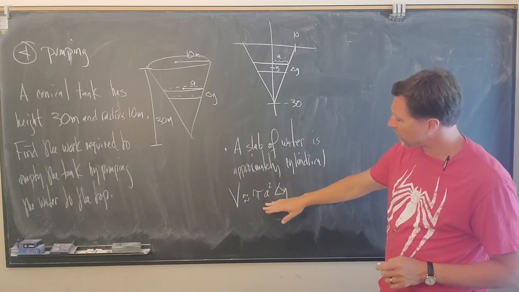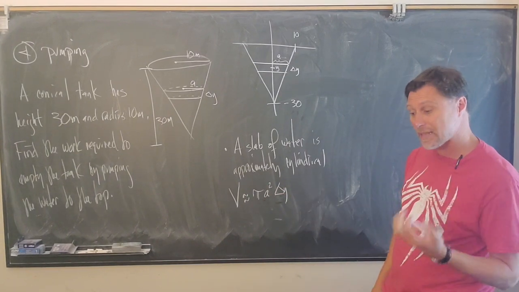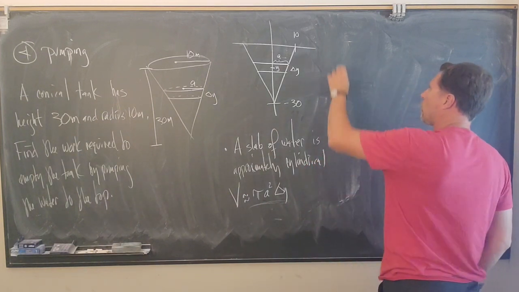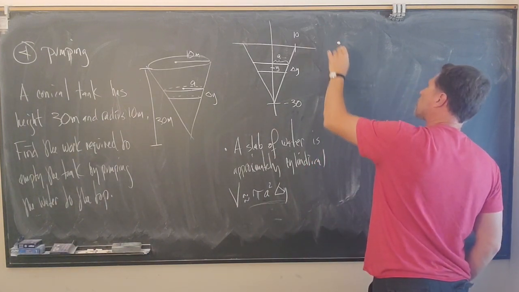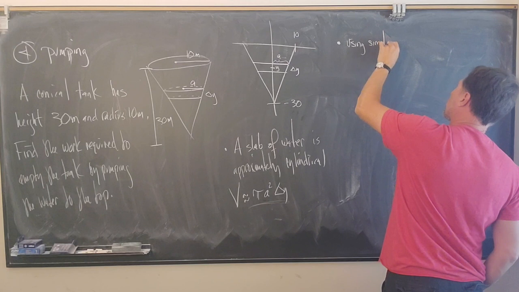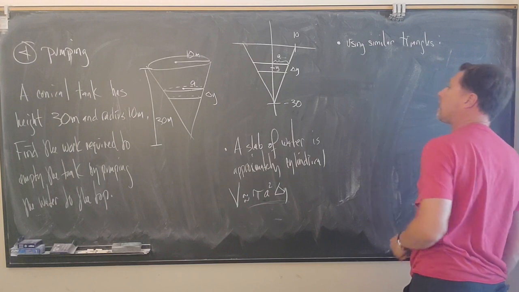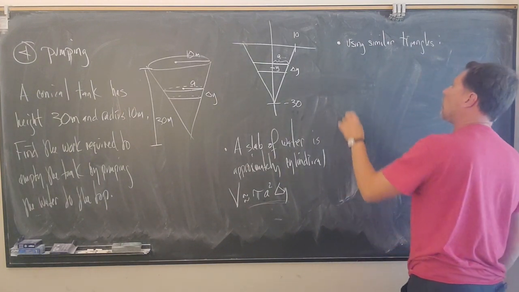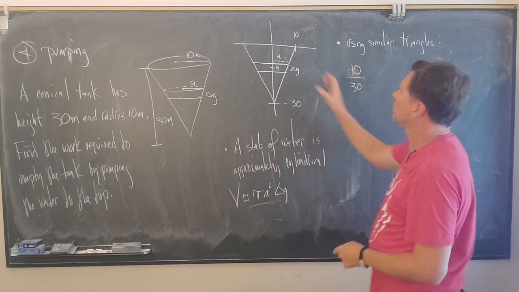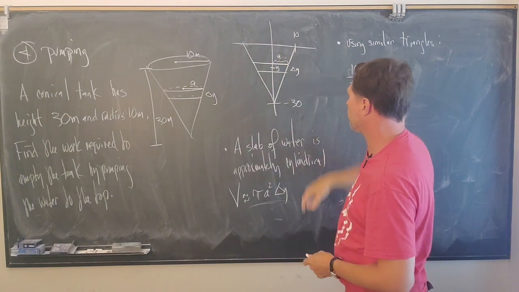Now, notice here that we've got a mixture of variables. I've got an a and a y. I need to do something about that. I need to have everything in terms of y. So the next step is to rewrite this equation in terms of just the variable y. Now, to do that, I'm going to use similar triangles. So using similar triangles, what we have, well, okay, so the big triangle, this distance is 10, this distance is 30.